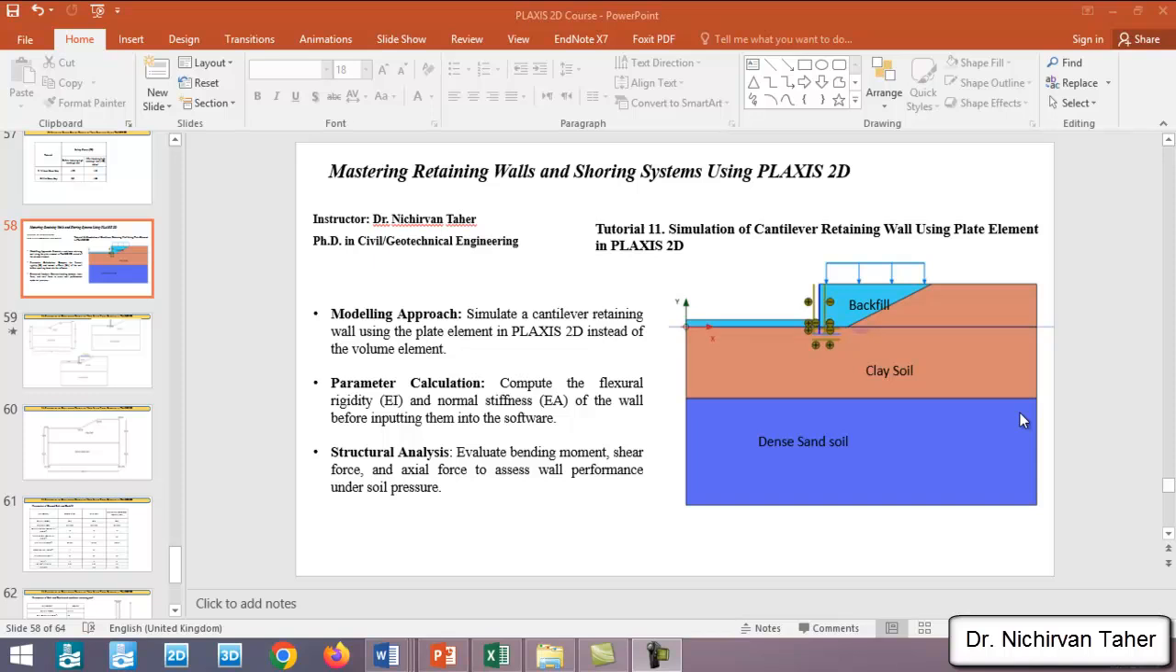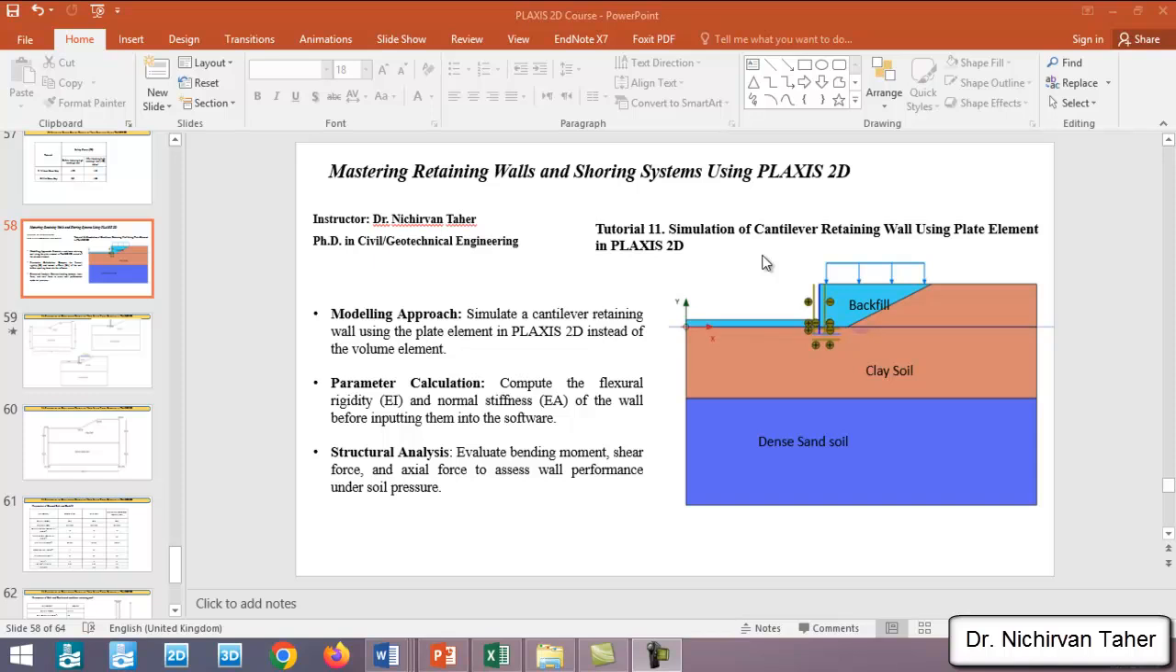Hello everyone, welcome back again to Mastering Retaining Walls and Shoring Systems using Plaxis 2D. This is tutorial number 11, simulation of cantilever retaining wall using plate element in Plaxis 2D.